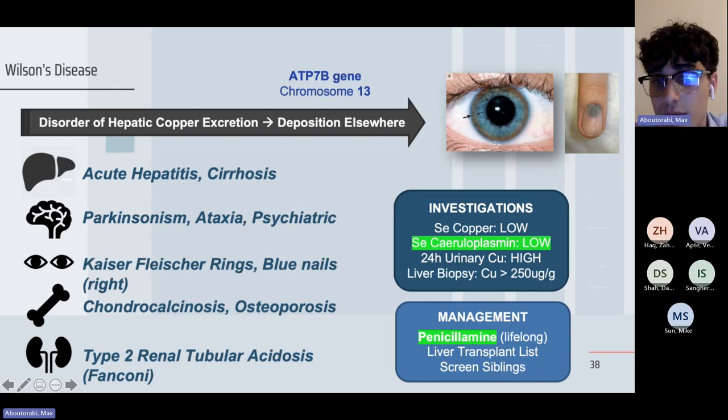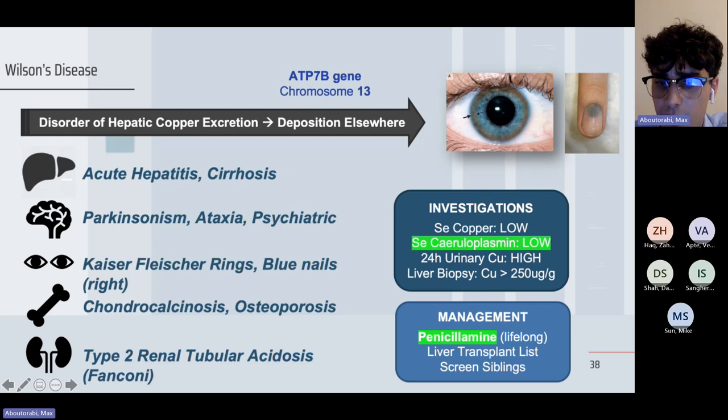Some investigations would be a decreased serum copper and a decreased serum ceruloplasmin. You would think they'd normally be raised, but as you're excreting a lot of the copper, it comes out of the blood and it's deposited in the liver and the brain and in the eyes. So it will actually be decreased. The 24-hour urinary copper will be raised. And on liver biopsy, you would see a raised copper level.